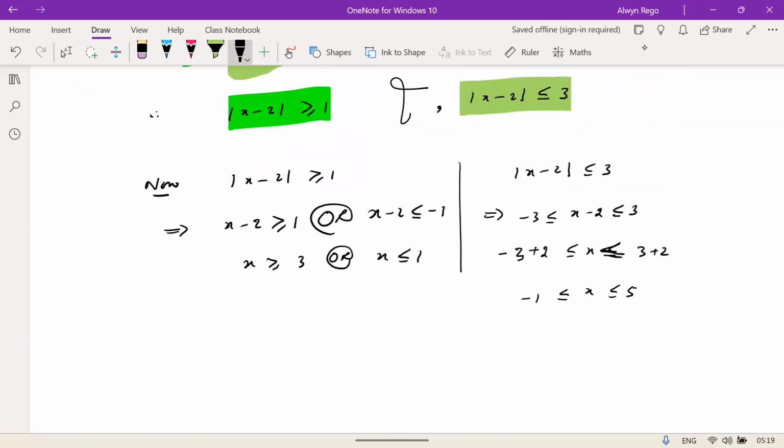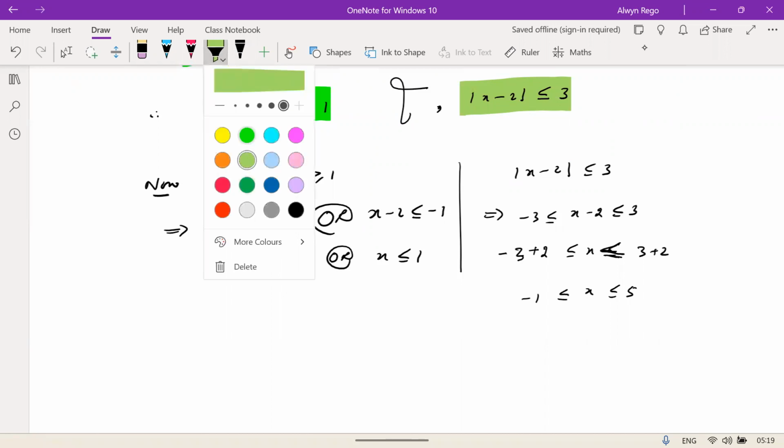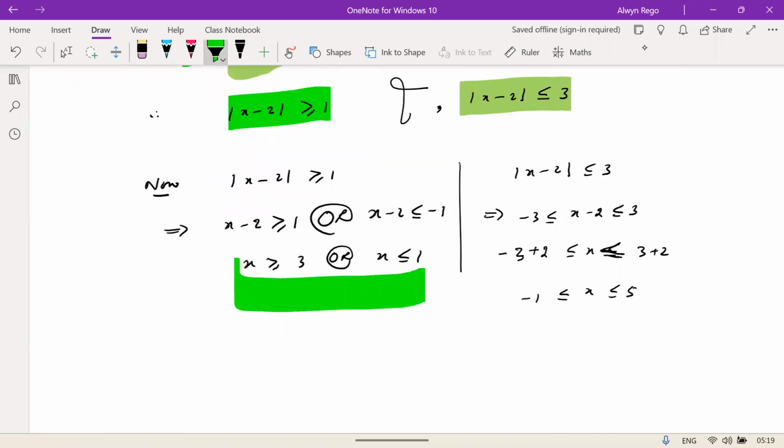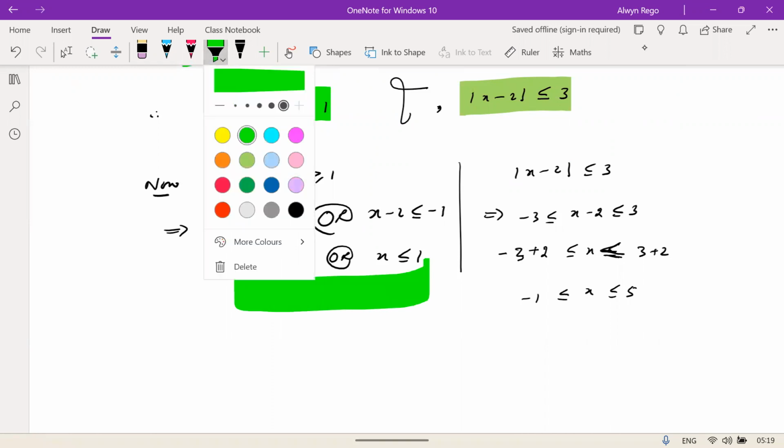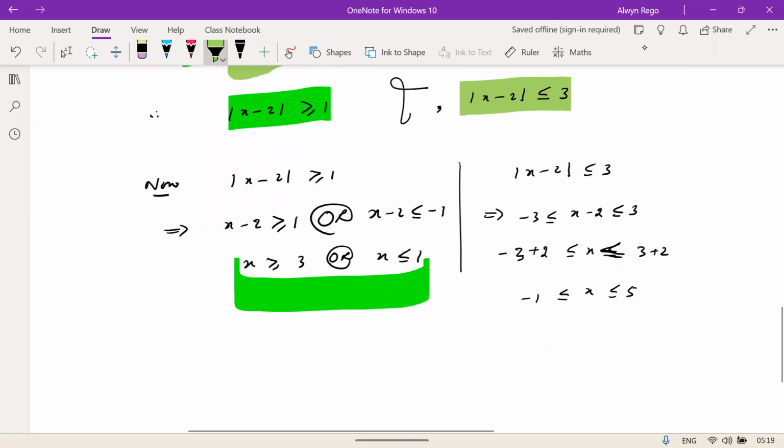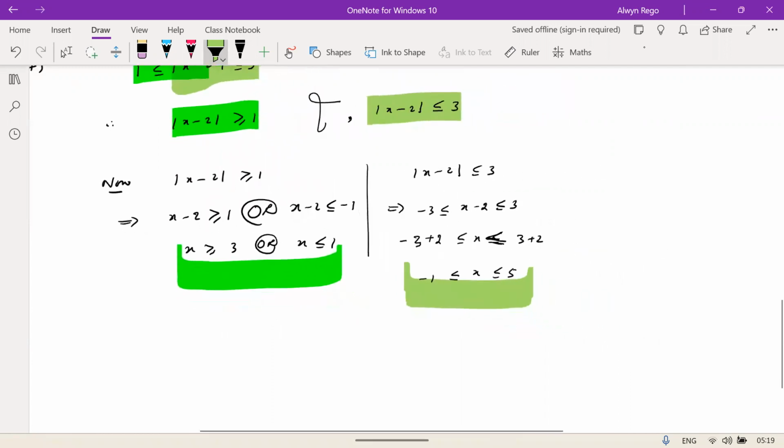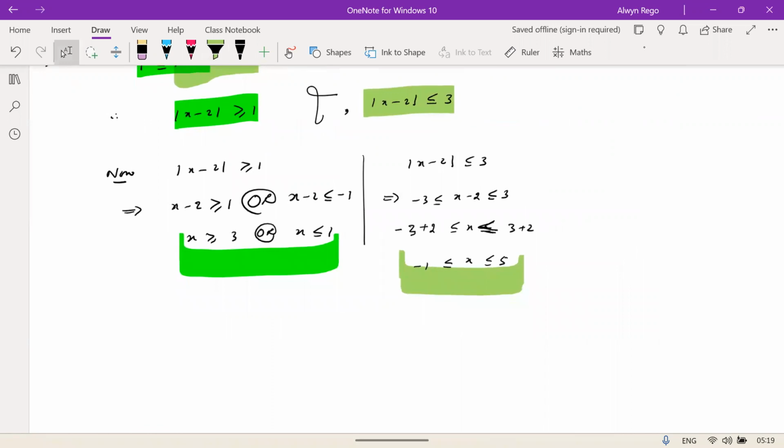So there are two things to obey. I have to obey this one, and I have to obey this one here. So looking at both the conditions, what should I choose? If I go to the number line, it'll be very easy to understand. Supposing this is, let's say, negative 1, this is 1 here, this is 3 here, and let's say this is 5 here.